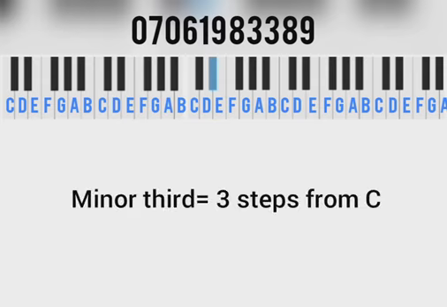Minor 3rds are 3 steps away from C, or from the root, or from the starting point. So this is the starting point. 0, 1, 2, 3. So E flat is a minor 3rd away from C.